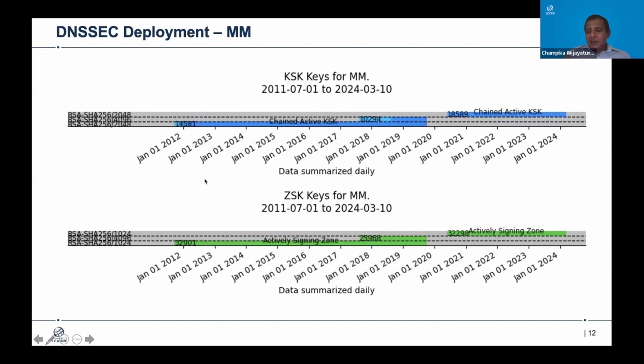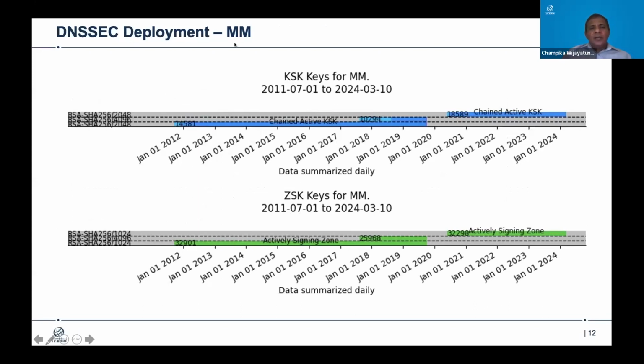Now, before winding up, I also have some updates, some statistics and measurements on the keys. Remember, we talked about keys. There are two types of keys. One is called the key signing key, and the other is called the zone signing key. We use the zone signing key to sign our zone, and then we propagate. Remember the DS record that we talked about? That is the hash of this key signing key that we send to our parent.